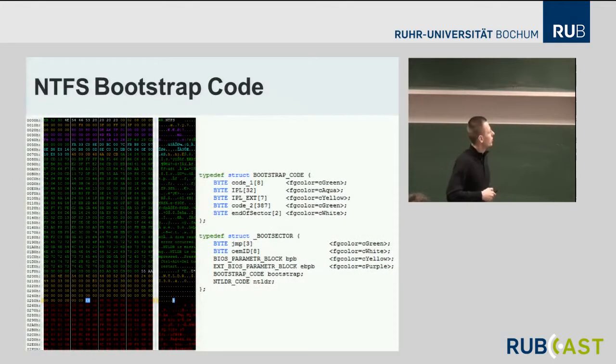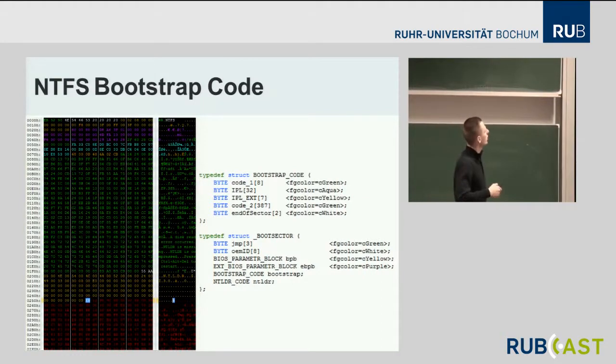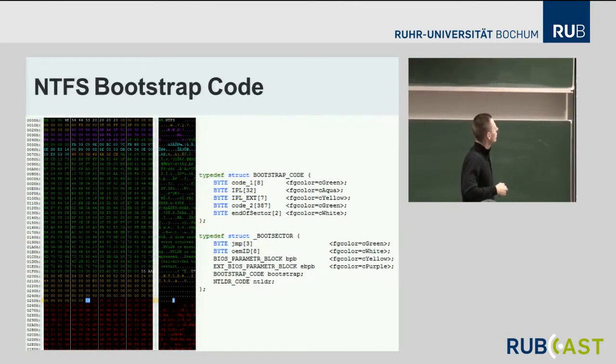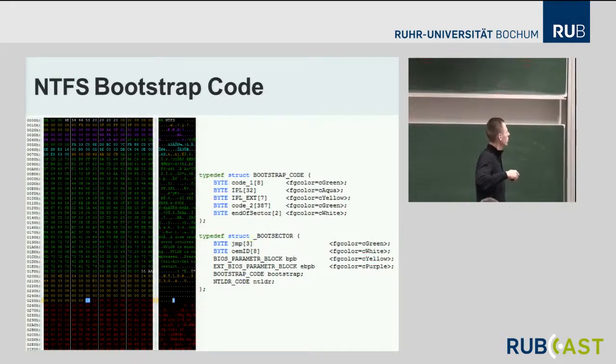So here is a structure describing the same bootstrap code. We can see here that the VBR is here, and the bootstrap code starts at this offset because the first sector is the VBR with the signature, and the bootstrap code starts here. It is NTLDR. And the bootstrap code is marked in red.